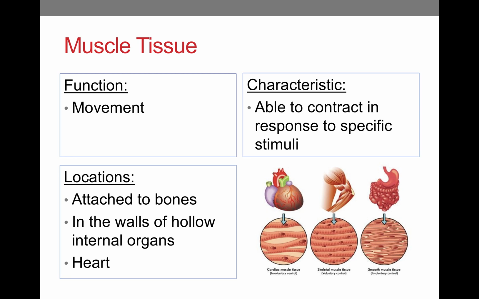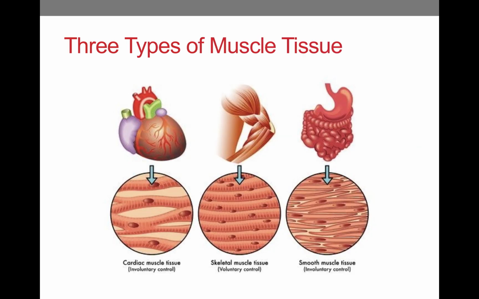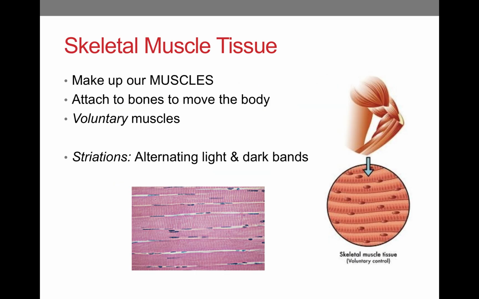Each of the three types of tissue is found in a different spot, whether that's attached to bones, in the heart, or in the walls of other hollow internal organs. Again, these are the three types. We'll go through them one at a time, beginning with skeletal muscle.